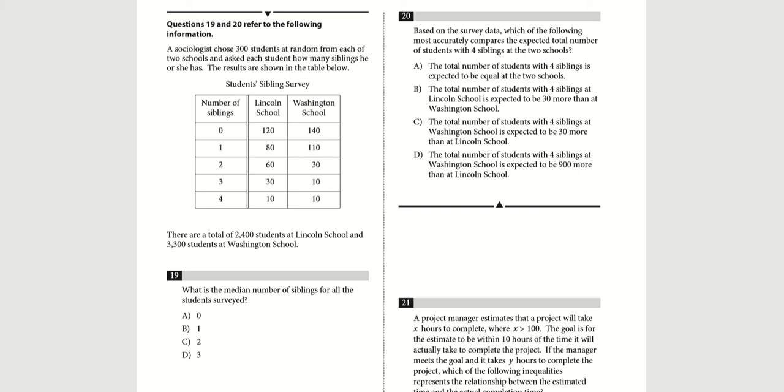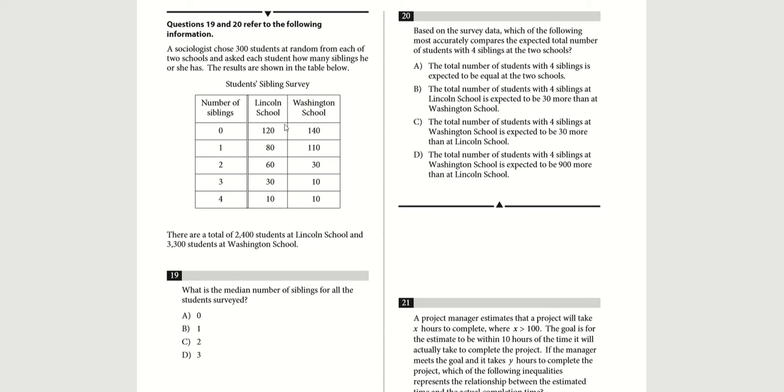Based on the survey data, which of the following most accurately compares the expected total number of students with 4 siblings at the 2 schools? So let's remind ourselves that this is just a sample. This isn't everyone at the school. This is just 300 people from each school. The total number of students is larger.